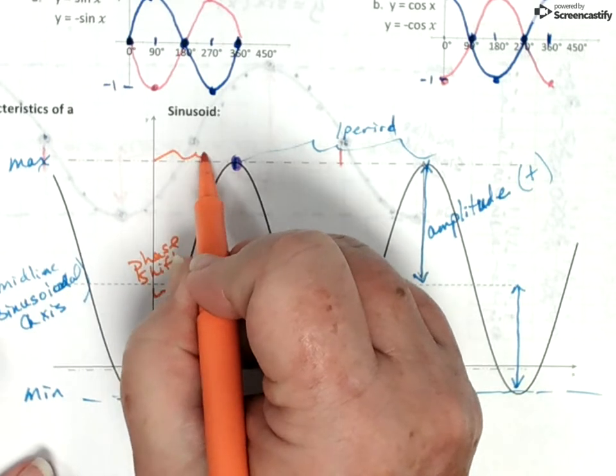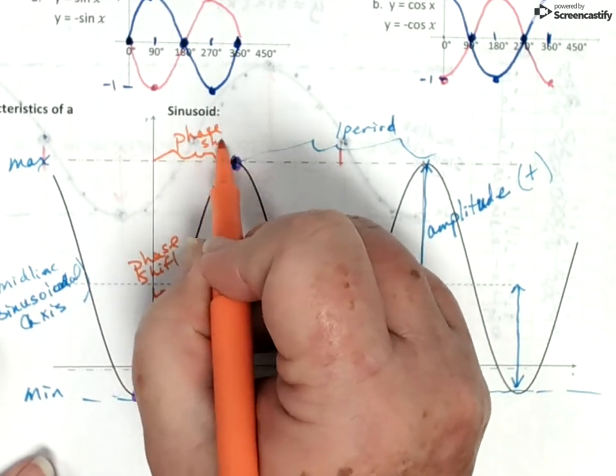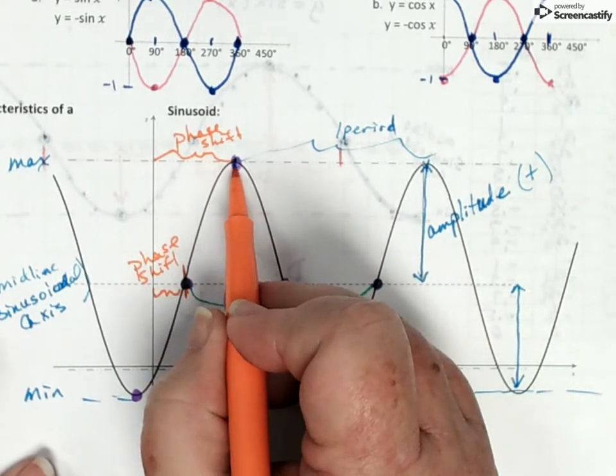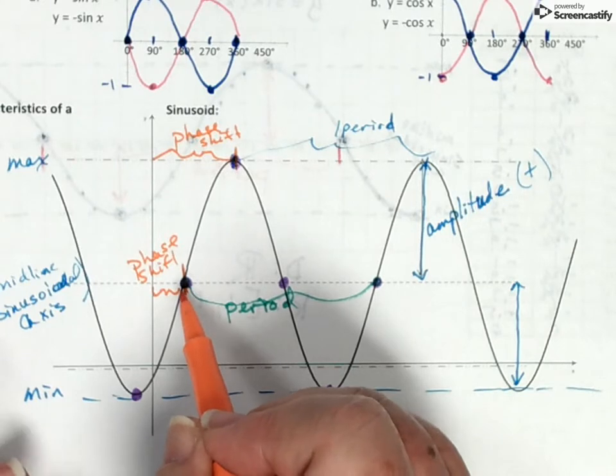There's a different phase shift up here for cosine. This is the phase shift if I had chosen to start my graph right there. So the phase shift just means where are you starting your graph.